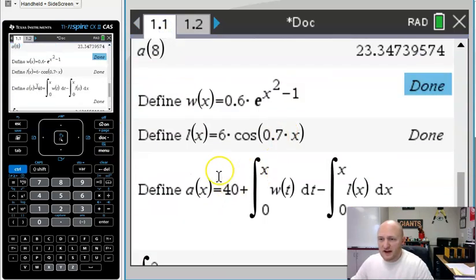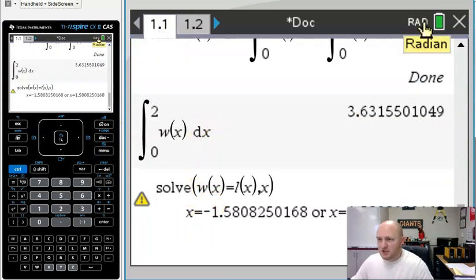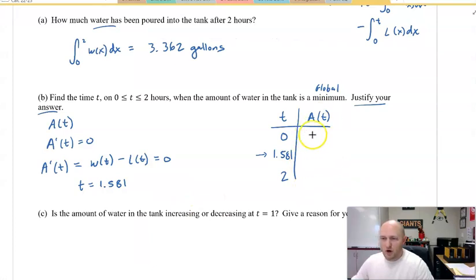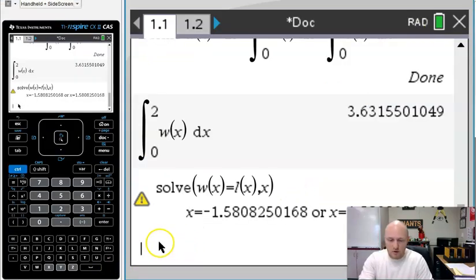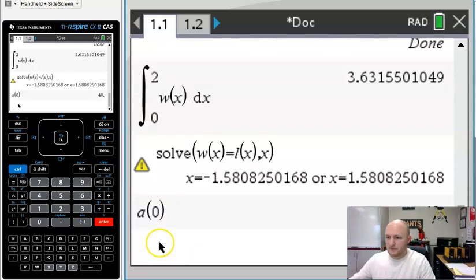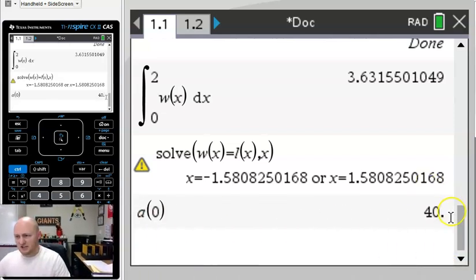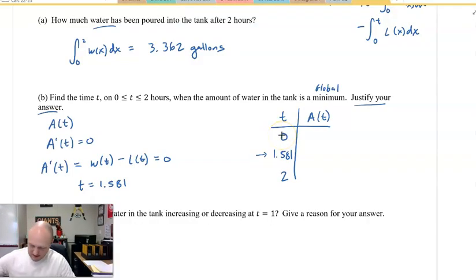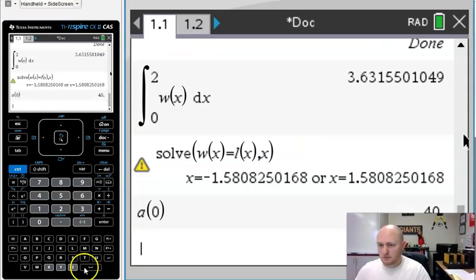All right, now that we've done that, here's the easy part. I've done the legwork defining A of x up here. So I need to know, okay, what was the amount of water in the tank? Which of these is a minimum? Is it at 0, 1.581, or is it at 2? So what is A of 0? I hit enter, and it tells us 40. That makes sense. They told us this in the beginning of the problem. They said the initial amount is 40.